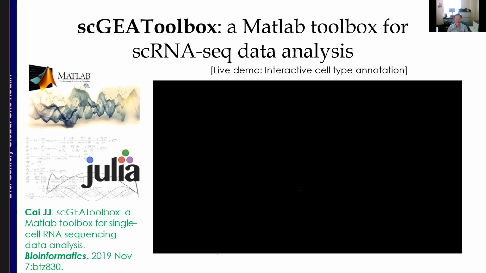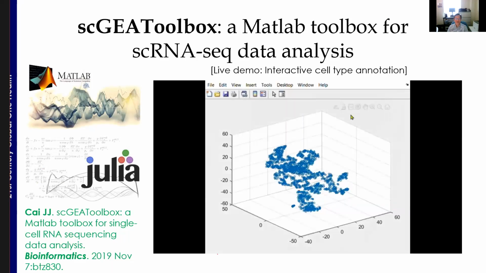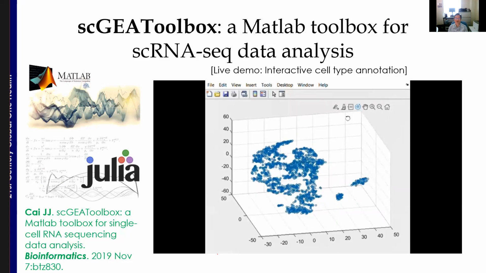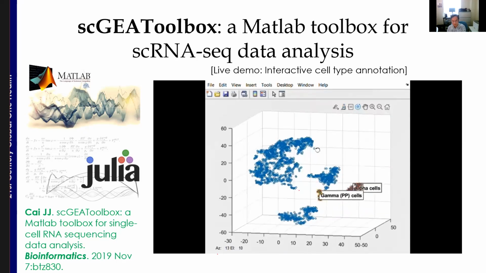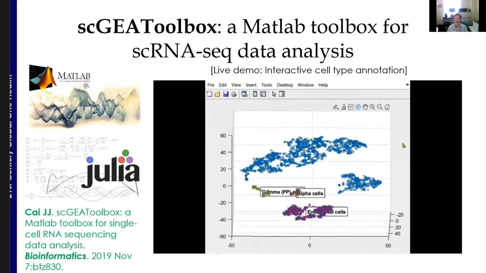And here, I don't think I have time to do a live demonstration, but if you look at the reference of this tool, you will get a lot of this. So you see here, I show you an example to visualize your cells and then start to drag and select, and then to know what the cell type is. This particular example is from pancreatic cells. So there are alpha, beta, gamma cells in the sample, you can see here.